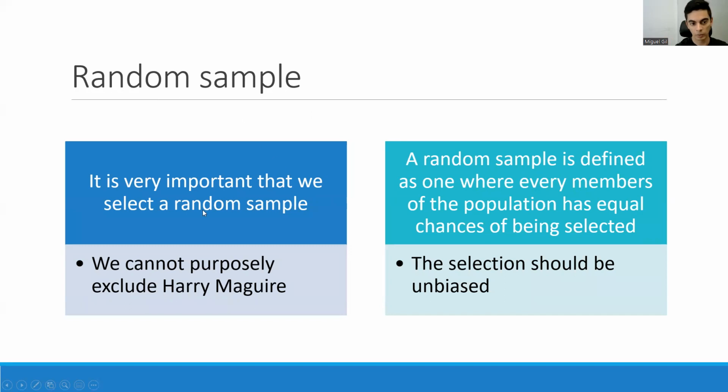And that random sample needs to obey two things. First, it is totally randomly sampled, for example, you don't purposely exclude one player because you don't like him or something like that. And the other thing is that you need to have a process to make your sample random.